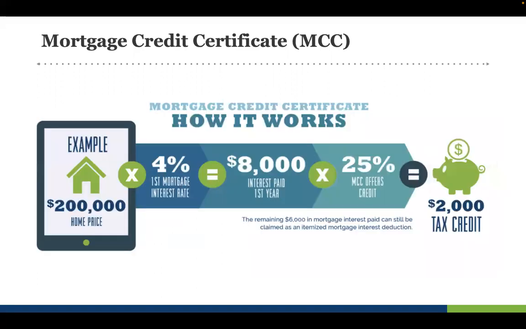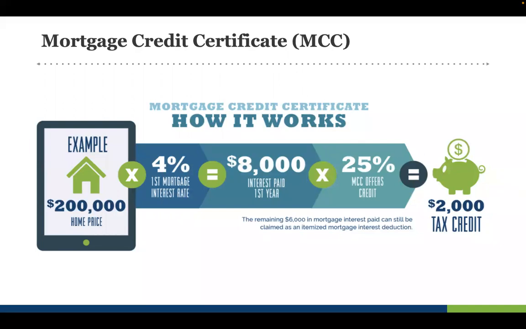So I will briefly explain how this works. I'll keep this simple. I'm not a financial advisor or a lawyer or an accountant or a tax advisor, but generally speaking, this is how an MCC works. Let's assume a $200,000 home price and a 4% interest rate to keep the math simple. That would be $8,000 in interest paid in 12 months, if they paid 12 months in the first year that they bought the home. Let's say the mortgage credit certificate allowed you to claim a credit for 25% of the mortgage interest paid.